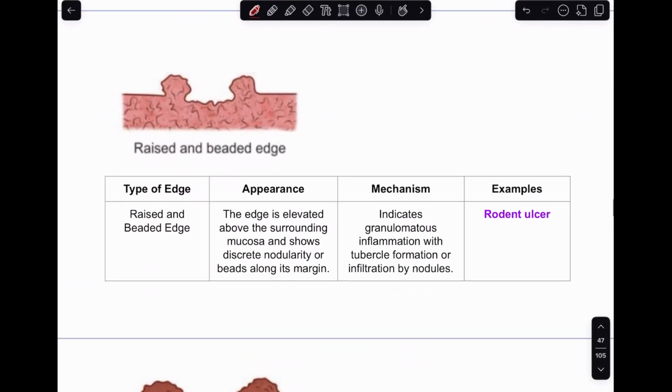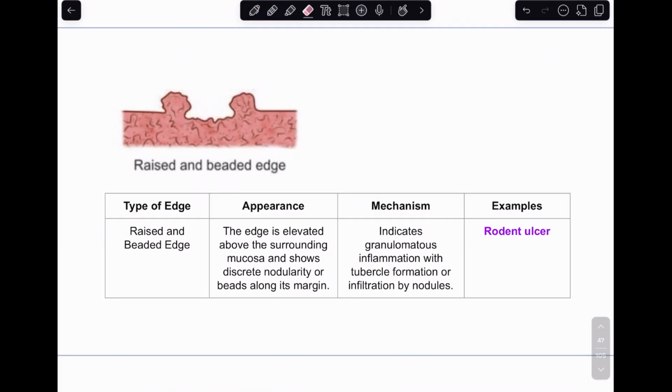Next is the raised and beaded edge. So you can see how the edge is actually elevated above the surrounding mucosa, and it is showing some kind of nodularity or beads along its margin. This usually indicates a granulomatous inflammation with tubercle formation. An example of this would be a rodent ulcer.